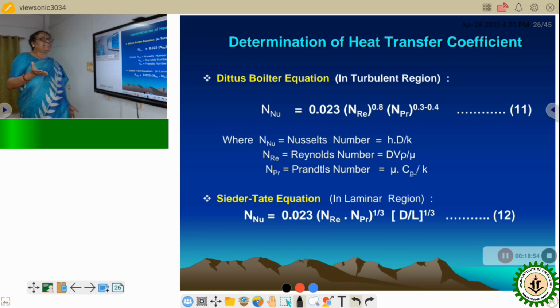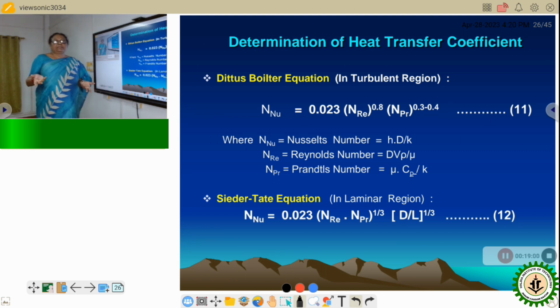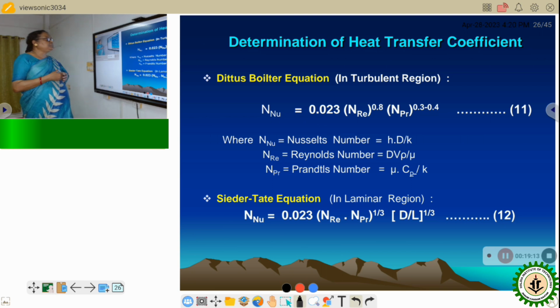And for determination of the heat transfer coefficient for design purposes, if we go to design a double pipe heat exchanger or a shell and tube heat exchanger, it is very easy to find small h, small hi, small ho using the Nusselt equation, which is the Dittus-Boelter equation, given by Nusselt number equal to 0.023 Re to the power 0.8 and Prandtl number to the power 0.3 to 0.4, that is equation number 11, where the Nusselt number is hd by k, Re is equal to dvρ by mu, and the Prandtl number is equal to mu into Cp by k.